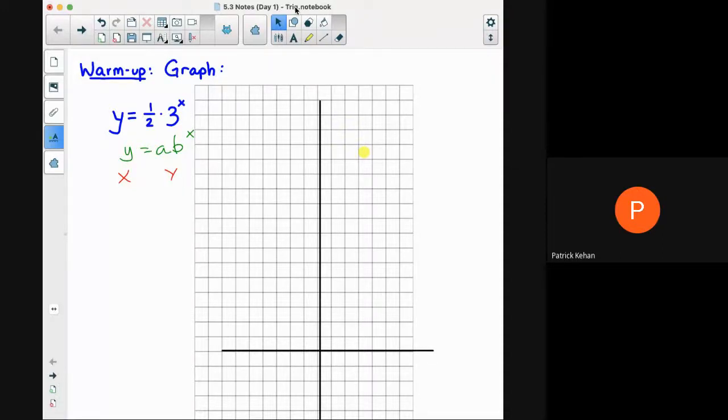Today we're going to begin section 5.3 and look at exponential functions. So we're going to start with an exponential graph, and then we're going to learn how to write exponential functions. You might not remember what an exponential function looks like, but just remember you can graph almost any function with a table of values.